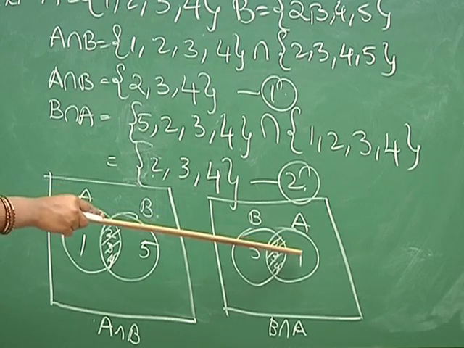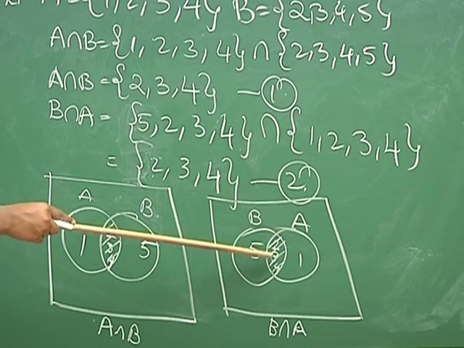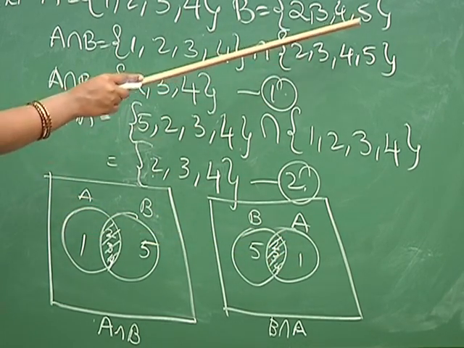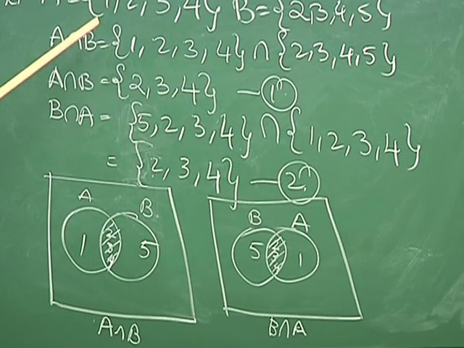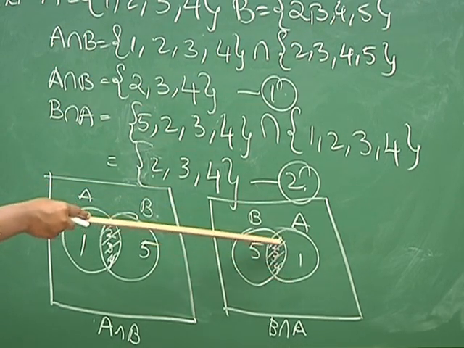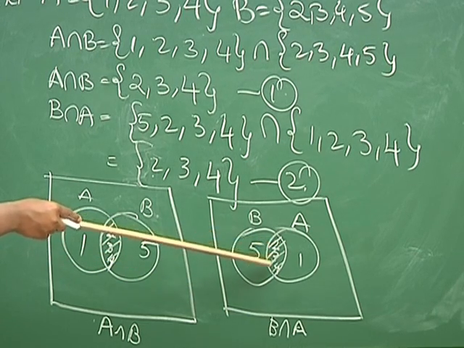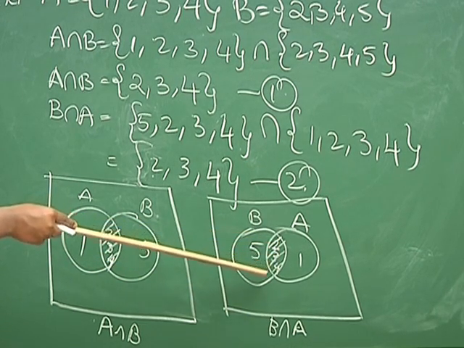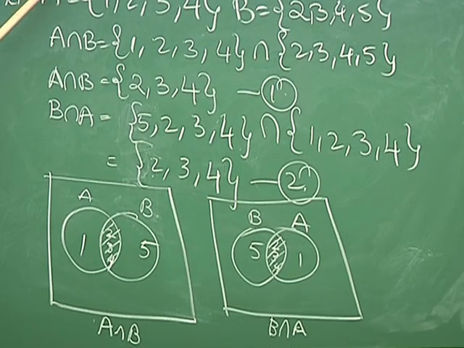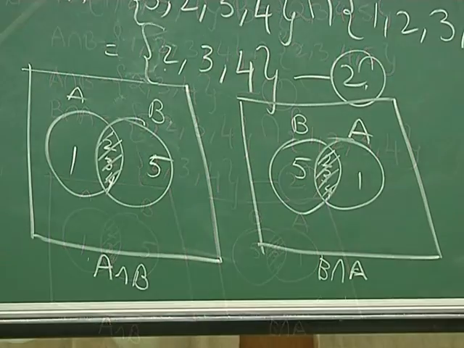Similarly for B intersection A, the intersection elements are 2, 3, 4. In set B, 5 is the element here, and in set A the balance element is 1. Since it is intersection, we need to shade only the intersection region. So this is called the intersection commutative property.